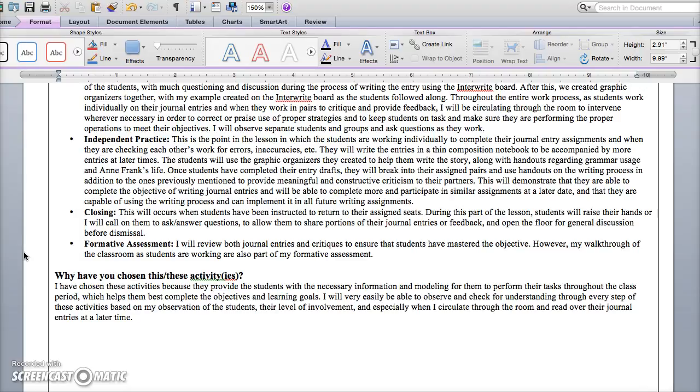I will review both journal entries and critiques to ensure that students have mastered the objective. However, my walkthrough of the classroom as students work is also part of my formative assessment. I have chosen these activities because they provide the students with necessary information and modeling for them to perform their tasks throughout the class period, which helps them best complete the objectives and learning goals. I will very easily be able to observe and check for understanding through every step of these activities based on my observation of the students, the level of involvement, and especially when I circulate through the room and read over the journal entries at a later time.